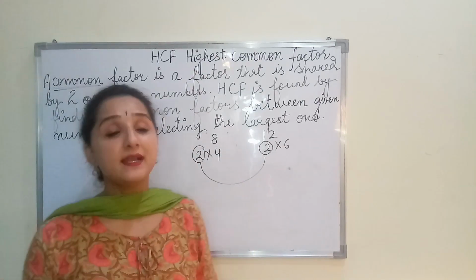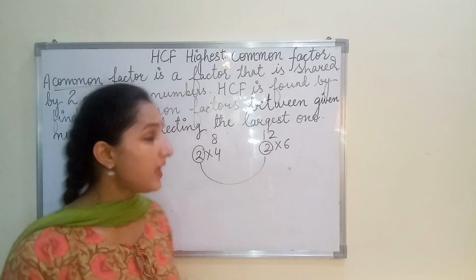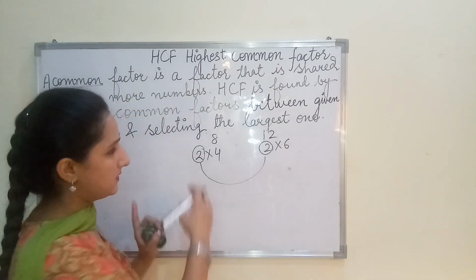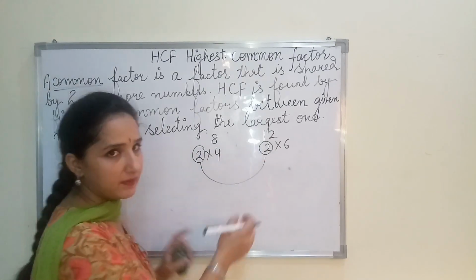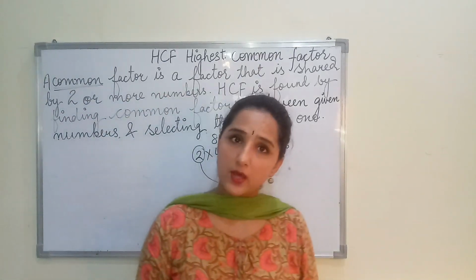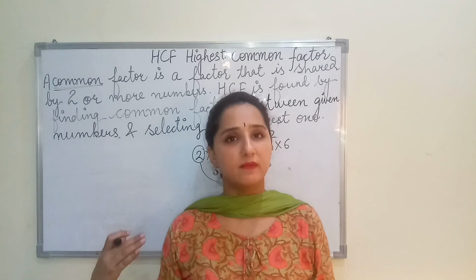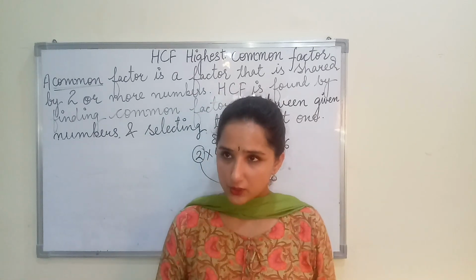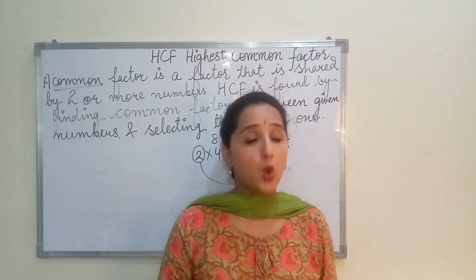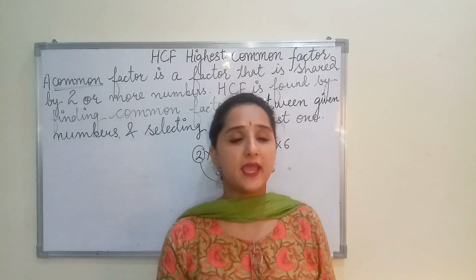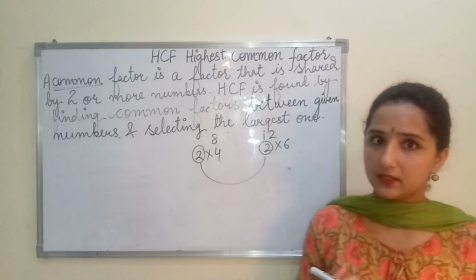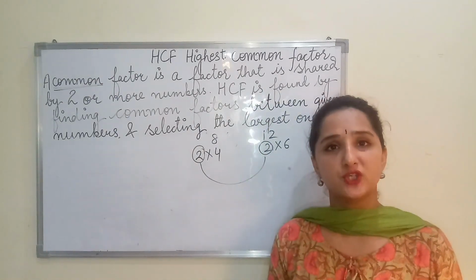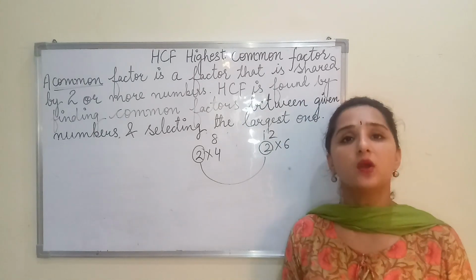Fine. Secondly, HCF कैसे निकाला जाता है? HCF is found by finding all the common factors between the given numbers and selecting the largest one. You have to find all the common factors and you have to select the largest one. So HCF निकालने के बहुत सारे तरीके हैं. You can find the HCF of any number by using prime factorization, by using common division method, and the third one is long division method.